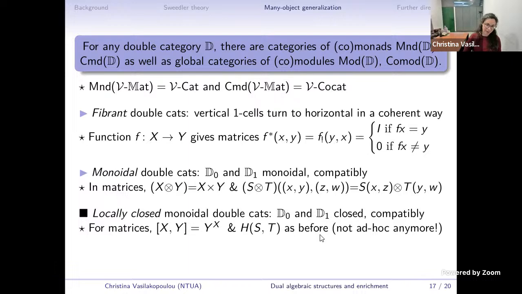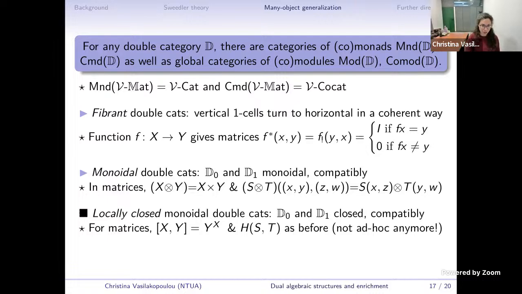And I said at the time, this is a bit ad hoc in the sense that we define it by hand or because we think it's a good idea. And then it turns out to have the things that we wanted to have. But here it really is a locally closed monoidal structure in the double category. So it's not ad hoc anymore. It's the right thing to do.